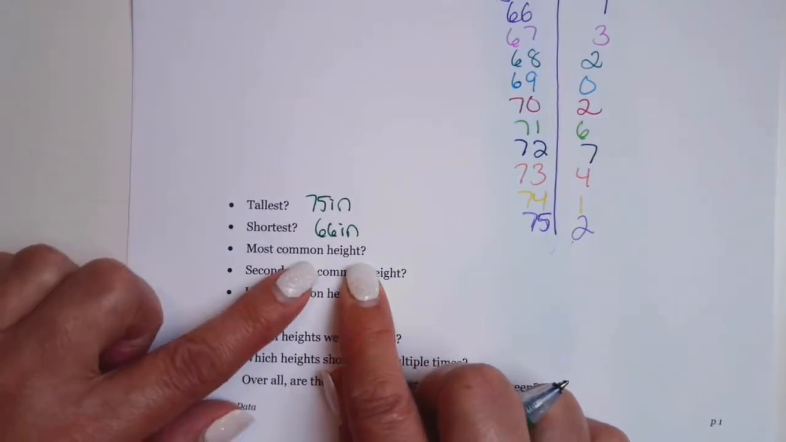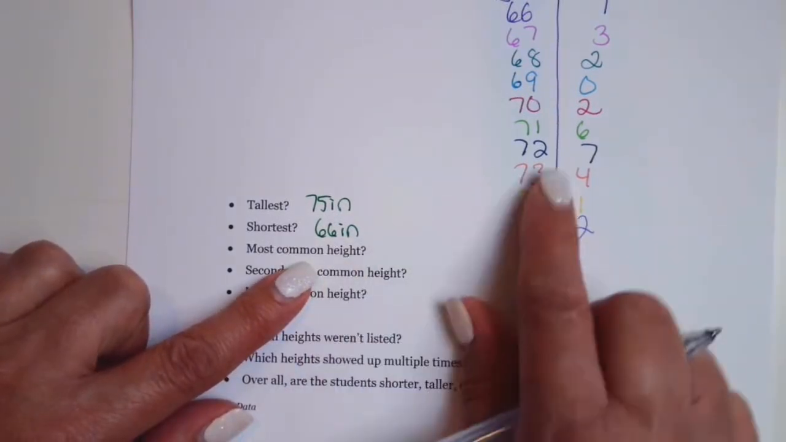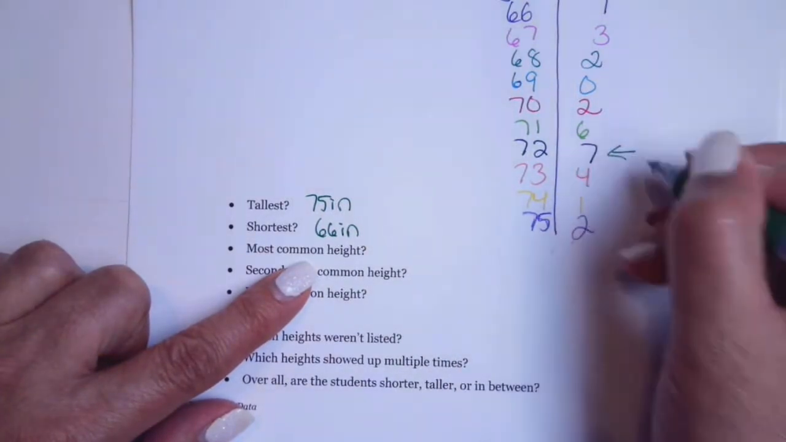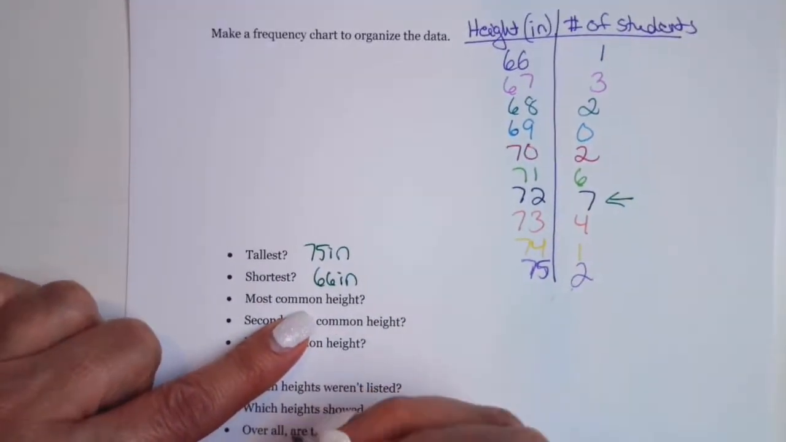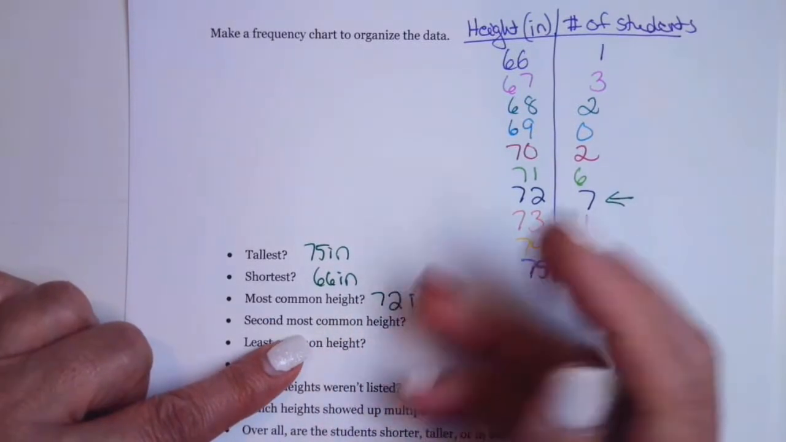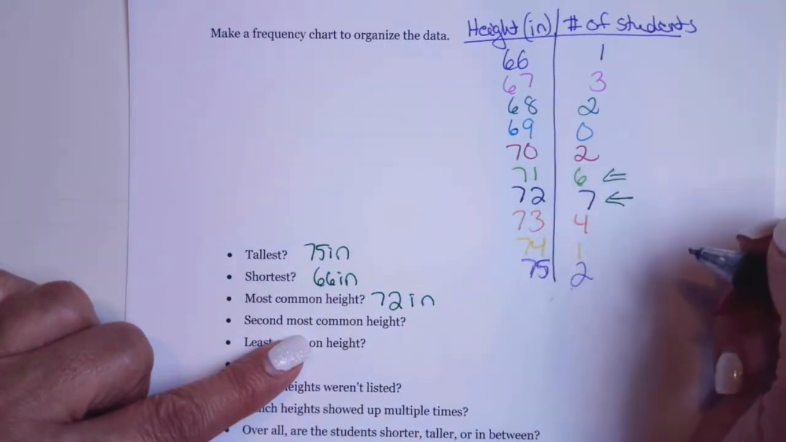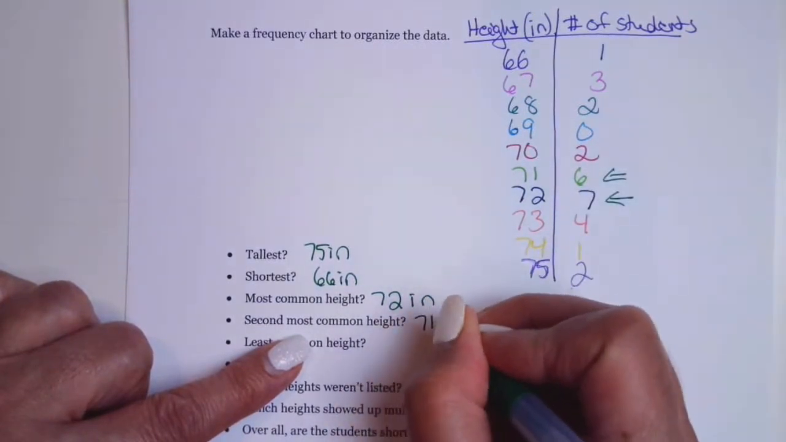Okay, most common height. So most common height would be the height that has the most students. So right here we have 7 students. So our most common height is 72 inches. Second most common height, right here we have 6, so that would be 71 inches.